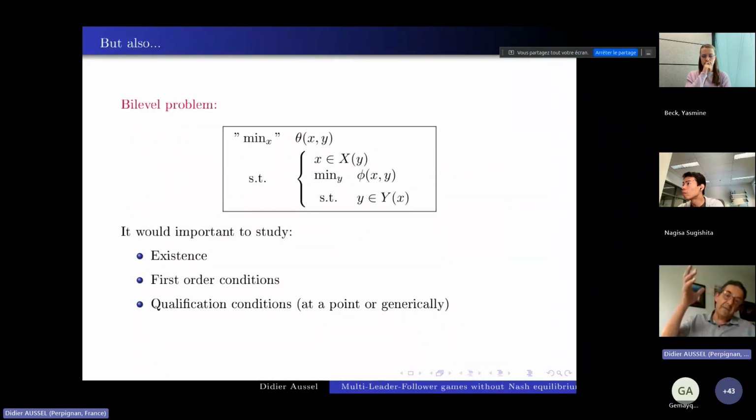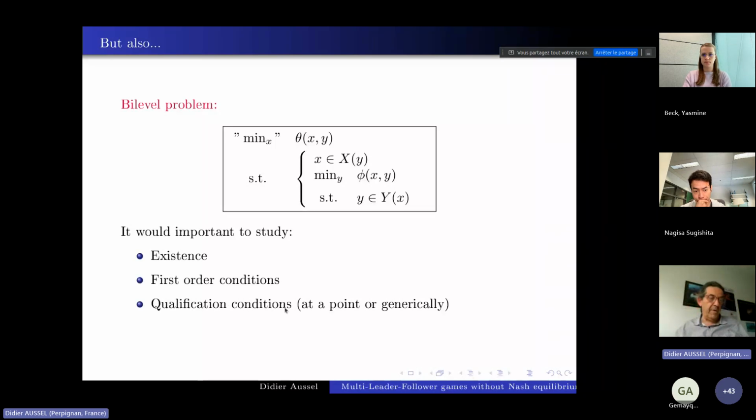And now, of course, we mix this with bilevel optimization, for which the same main topics have to be developed. So existence, of course, first order condition, again, possibly with non-differentiability, and qualification condition. Of course, if you have some differentiability, say here of phi and the inequalities or equalities defining the y, then you can write a KKT, and it is well known that then you obtain an MPCC, and qualification conditions for that to be equivalent have been studied.